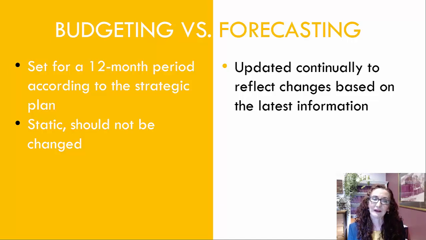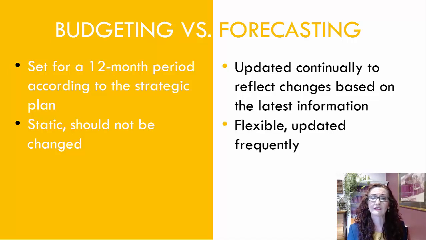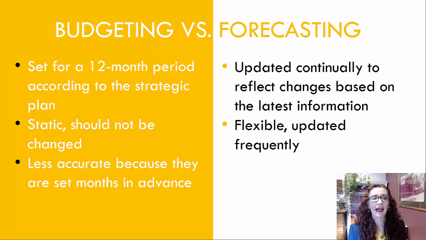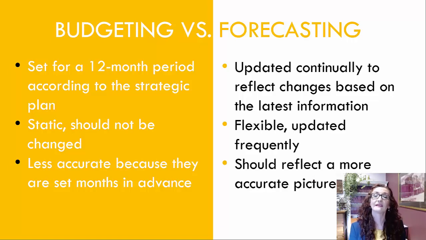A budget is generally static. The budget is the budget is the budget, and the budget doesn't change. Whereas a forecast is flexible and it's updated frequently. A budget is usually less accurate because we set the budget up months and months in advance, whereas the forecast is quite quick, and it should reflect a more accurate picture.